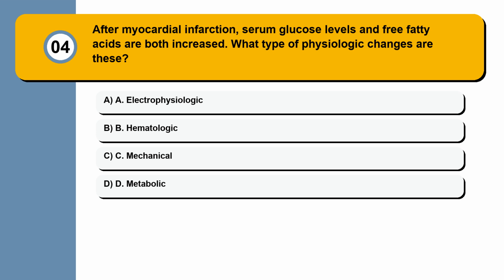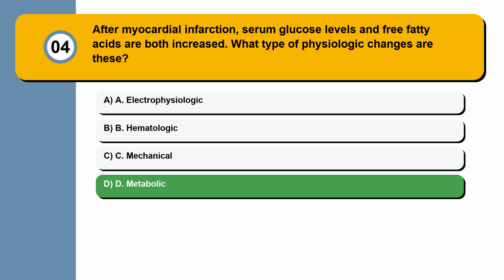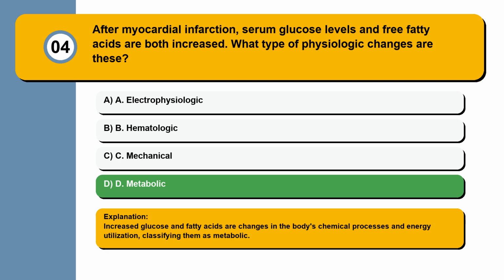Question 4. After myocardial infarction, serum glucose levels and free fatty acids are both increased. What type of physiologic changes are these? A. Electrophysiologic. B. Hematologic. C. Mechanical. D. Metabolic. Increased glucose and fatty acids are changes in the body's chemical processes and energy utilization, classifying them as metabolic.